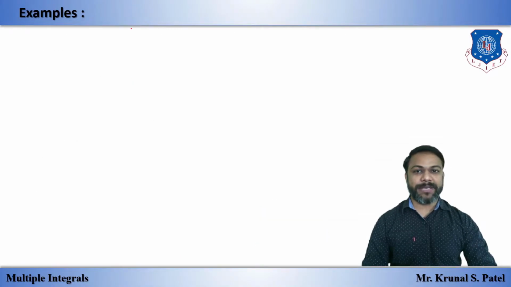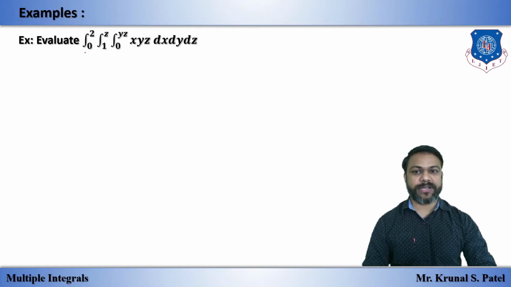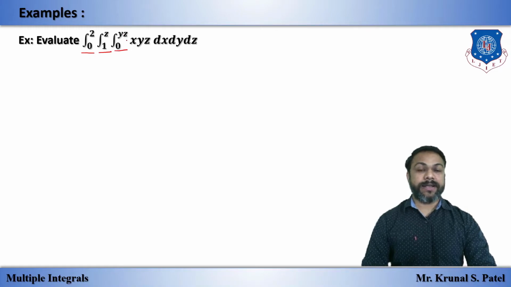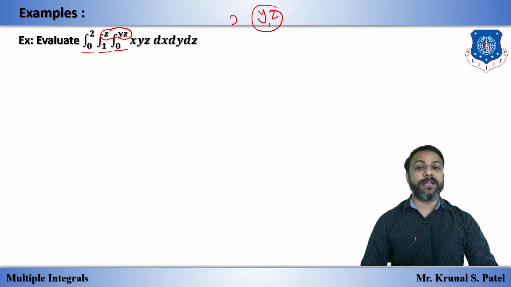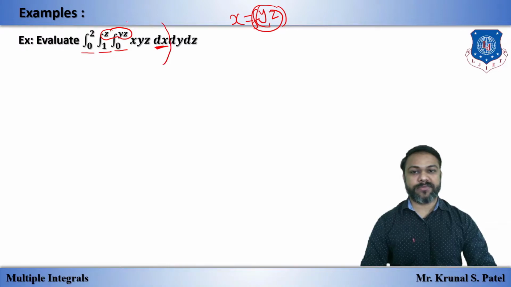So we have one example, a triple integration. The first integration is 0 to 2, 1 to z and 0 to yz. Now here it is not mentioned which is the limit of x, y or z, and here it is given dx dy dz. So we cannot decide directly which variable is which. First we have to check the inside limit is of y and z. So the inside limit is of y and z, so this is a limit of x. So first we integrate with respect to x. So this is true. Okay, so we have this finished.